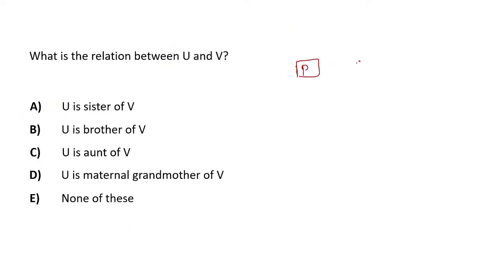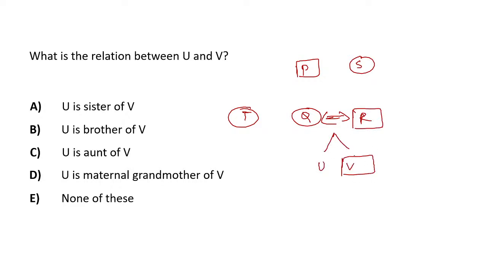P, S, T, Q, and these two are married and they have two children, U and V. And these two are siblings and these two are married and they have two children, T and Q. Okay, so yes, done. Now the question is, what's the relationship between U and V?